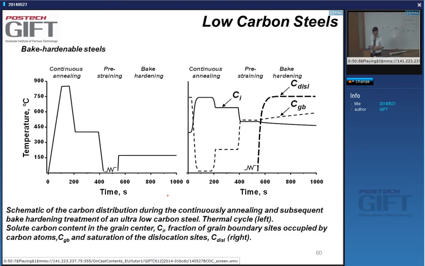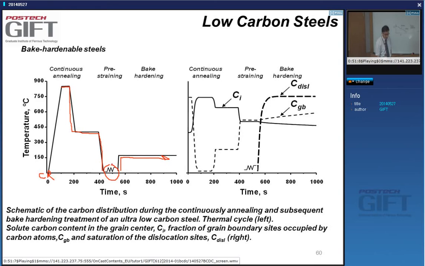But let's have a look at grain boundary carbon in normal situations in a bake hardening steel. Here it's cold rolled. We heat it up in continuous annealing, then we cool down quickly, and then we do the overaging to precipitate carbide. Then we cool down to room temperature. Then it goes to the press shop, for instance, where it gets a small amount of deformation, a few percent, and then you go to the bake hardening, typically at, say, 170 degrees C, for quite long, 20 minutes.